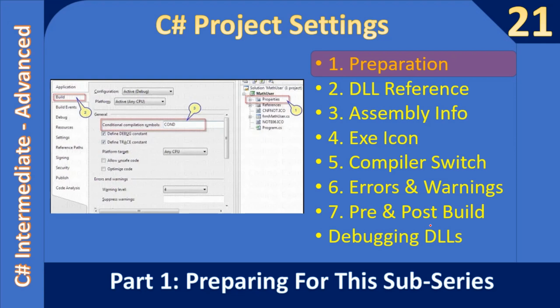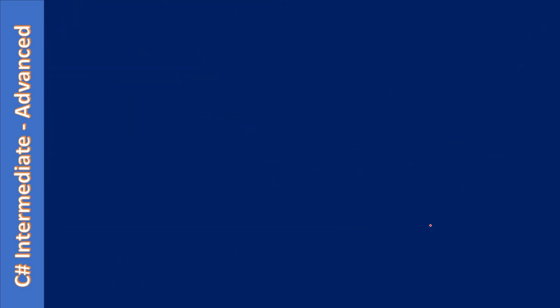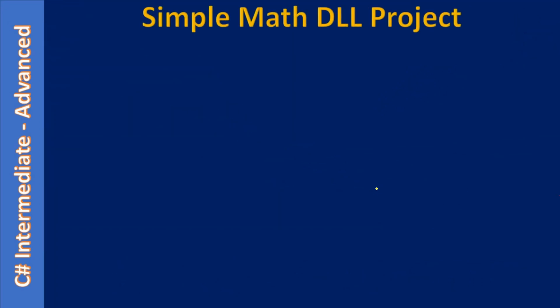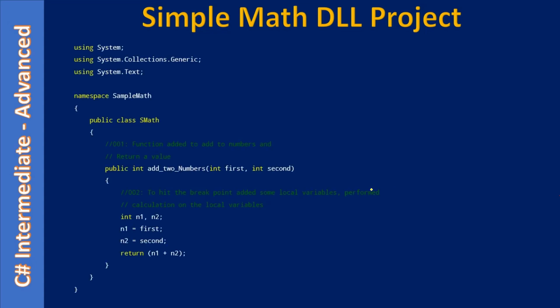Alright, now we will go to the preparation part. So first we will create a simple math DLL project. When we go to the demo, you will see how to create the project. Once the project is created, we will expose a function called add2numbers.